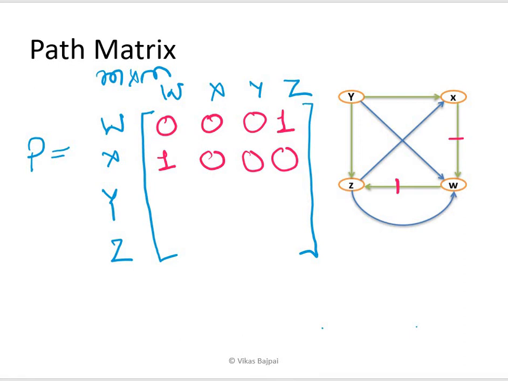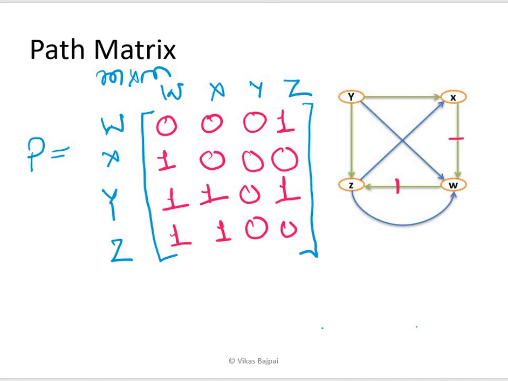Once again, let's see whether I have a path from Y to W. Yes. From Y to X. Yes. Y to Y. No. Y to Z. Yes. Whether I have a path from Z to W. Yes. Z to X. Yes. Z to Y. No. Z to Z. No. Right.